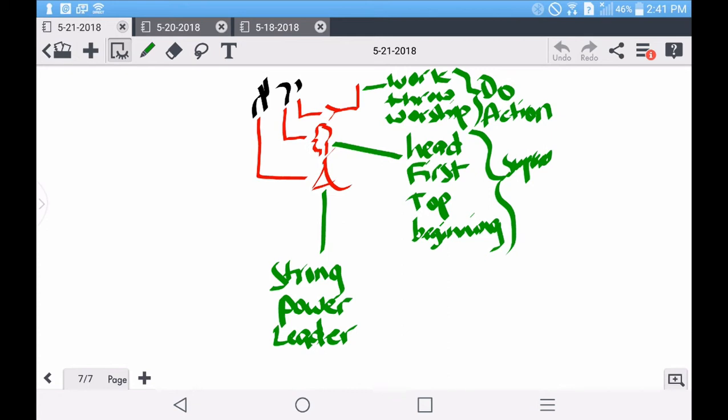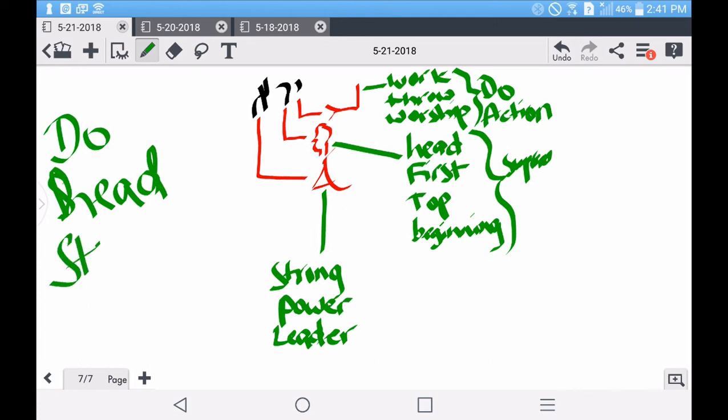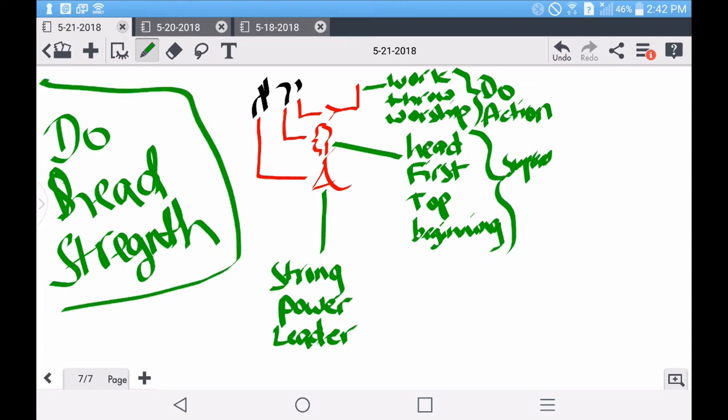And to really understand, if we read these different concepts behind each letter, then we can come up with a literal definition of head strength. Do head strength. But to really understand what it means to do head strength, we need to understand the root.